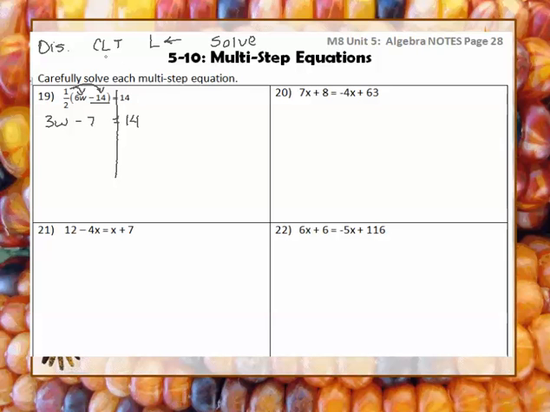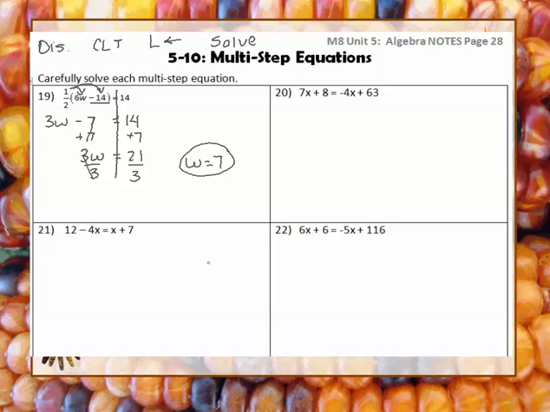Do I have any combining like terms? No. Do I have any letters I need to move from the left? No. Now I just solve. I'm going to do the opposite of my constant, so add 7 to both sides. So I'm left with 3w is equal to 21. And then I divide by 3 to get it away from the w, and I'm left with w equals 7. So I solved that one.